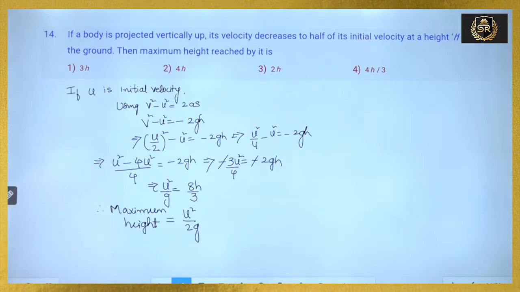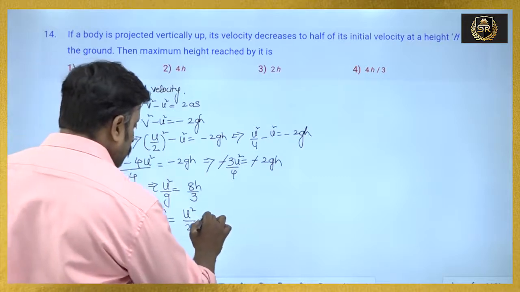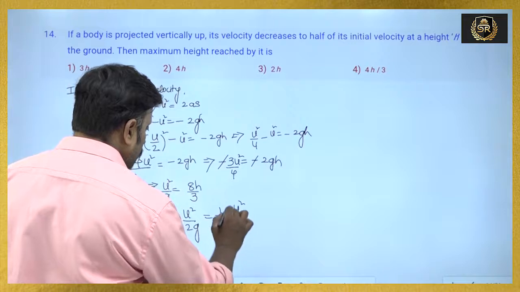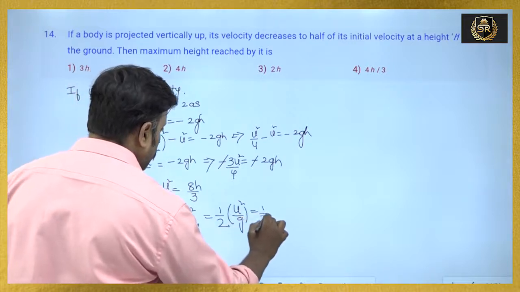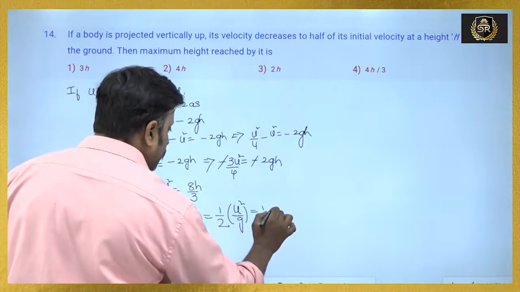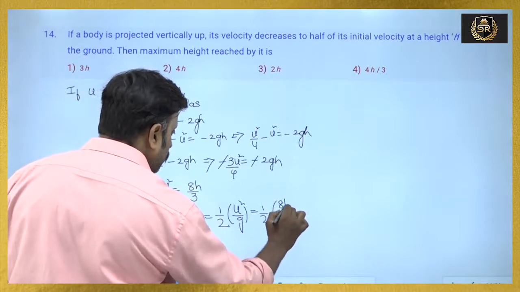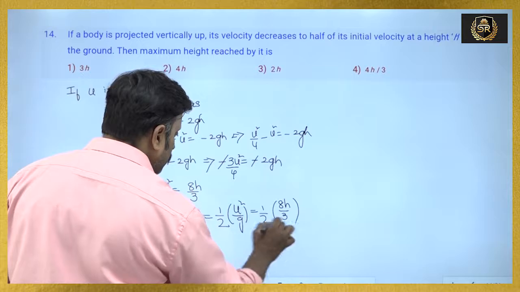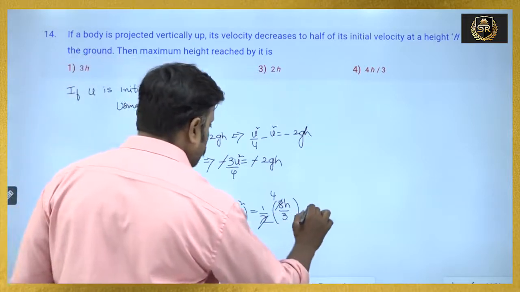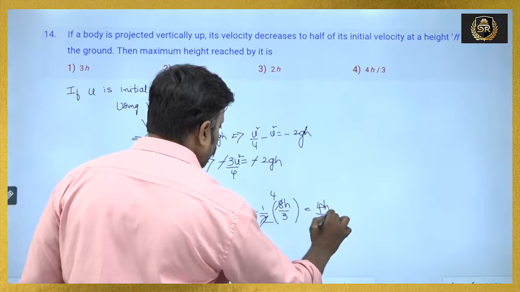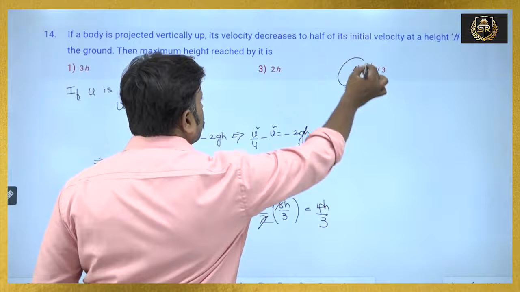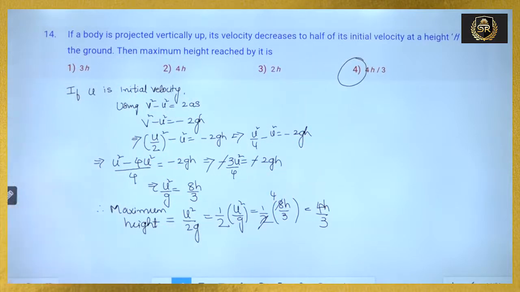So can I write it as 1 by 2 times u square by g? That is 1 by 2 times, in place of u square by g, I can write 8h by 3. Okay, 8h by 3. 2 goes here 4 times. So how much I am getting? 4h by 3 is the correct option. Students, 4h by 3 is the correct option. Okay.